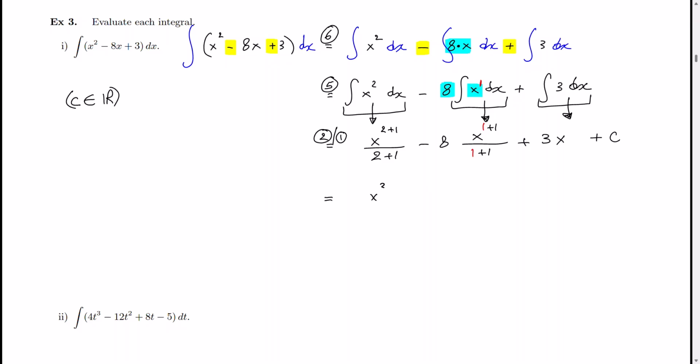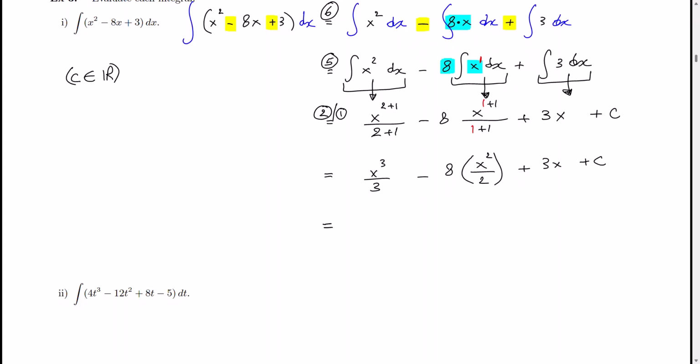So 2 plus 1 is 3, so I'm going to write down x cubed over 3 minus 8. 1 plus 1 is 2, so that's x squared over 2 plus 3x plus c. And in reality, this middle term, I can reduce it to lowest terms. So 8 times x squared divided by 2 is really 4x squared. So let's just write down 4 instead. And to make it look as pretty as possible, I'm going to put 1/3 x cubed minus 4, since 8 divided by 2 is 4, and then the x squared plus the 3x plus the c.